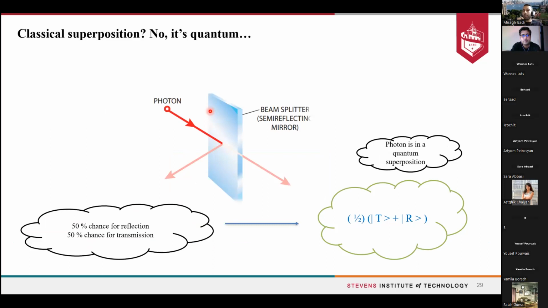In this picture, you see a beam splitter, which is a semi-reflecting mirror. And the Zeilinger group uses this beam splitter here. If a single photon hits this beam splitter, there is a 50% chance for reflection, this path, and a 50% chance for transmission. Classically, you can say it's just going to be reflected or transmitted, but quantum mechanically, it's different. It's a quantum superposition, which is different from the classical superposition. It means this photon is in a superposition of being reflected or being transmitted. You cannot say which one happens. You can say just 50% this one happens, 50% the other one happens.